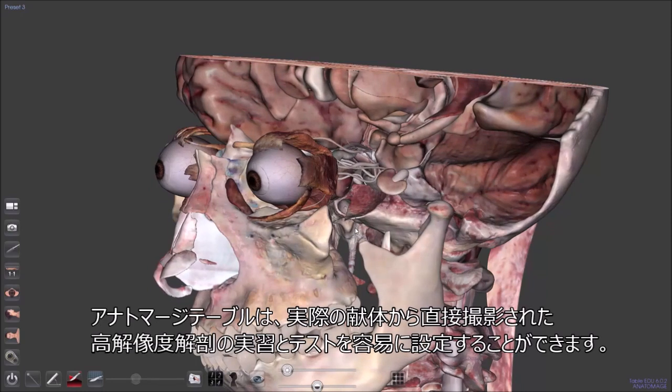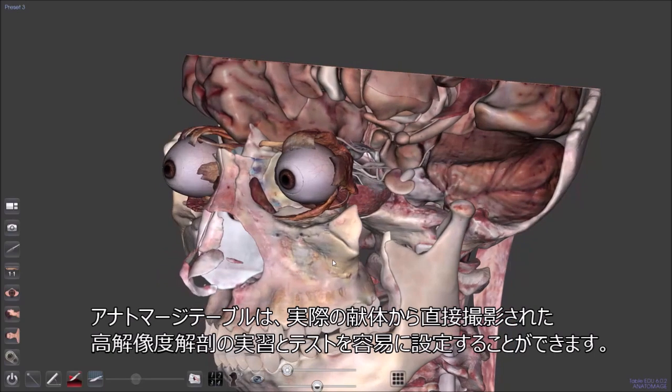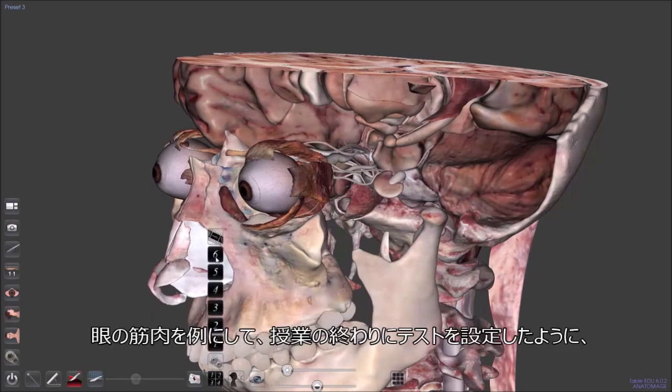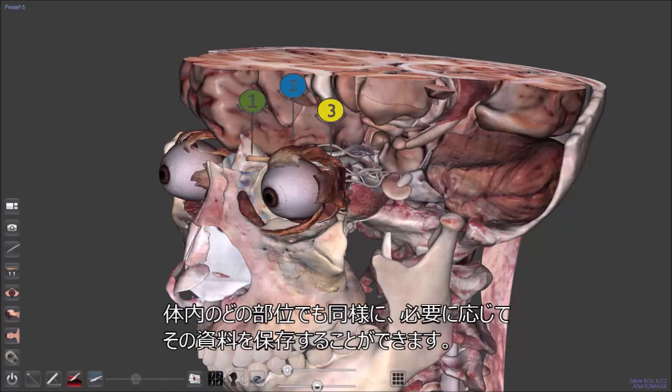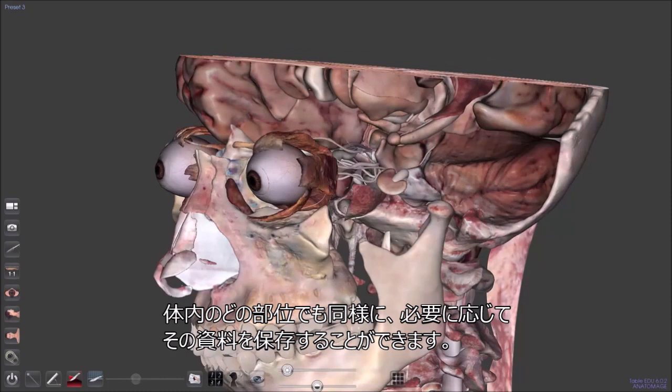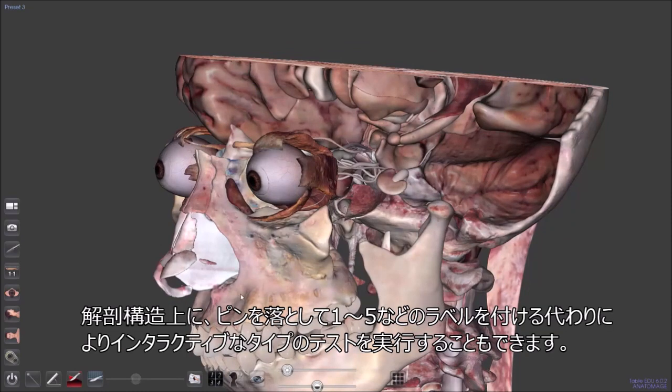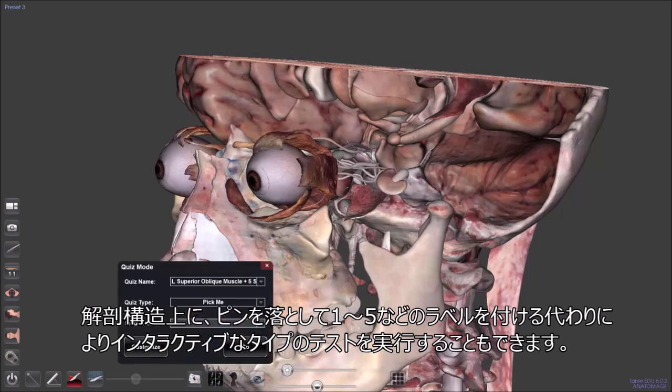The Anatomage table can be easily utilized to set up lab practicals and quizzes with all high-definition anatomy taken directly from a real cadaver. As you noticed when we set up the quiz at the end of our lesson utilizing extraocular muscles of the eye, we can do the same with any system in the body and be able to save that material for later use when needed. But we can also do a more interactive type of testing. Instead of dropping a pin on a structure and having it labeled as 1, 2, 3, 4, 5, etc., we can actually go in and have an interactive test using a more modern approach.